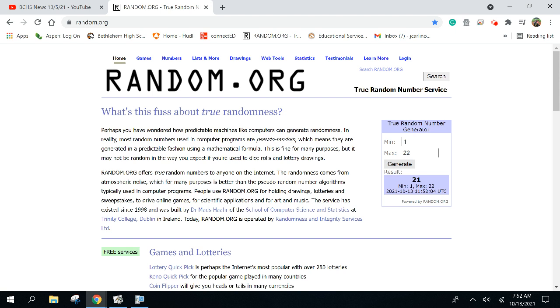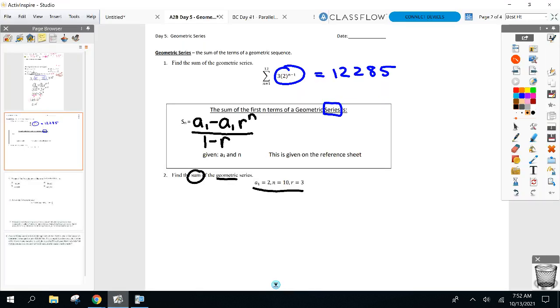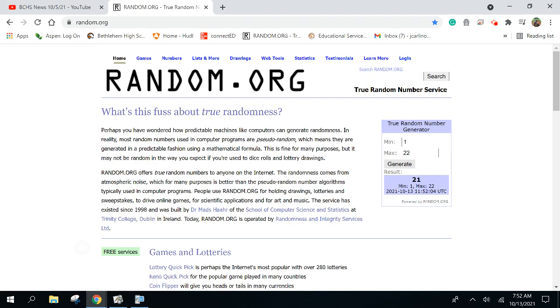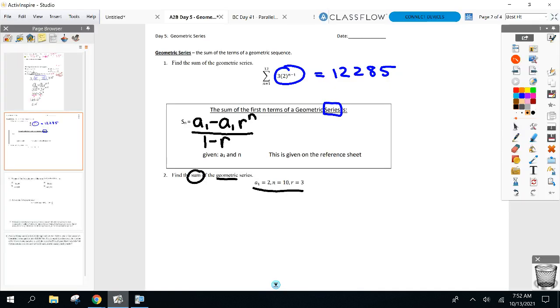I'm just going to do the ones that don't have a number. A1, they're giving me the first term. First term in this sequence is 2. I don't even have a 5. N is 10. What are they telling me? You're going to add up the first 10 terms of this sequence.